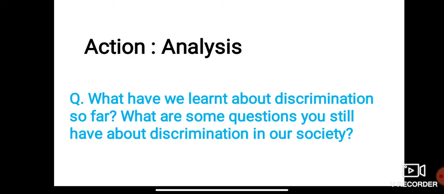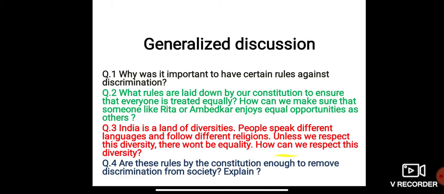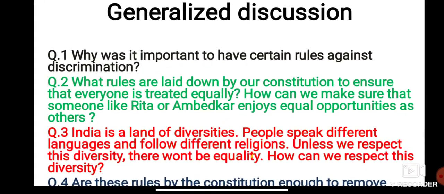Okay? So the constitution, in other words, is a document that lays down the rules according to which our government should function. Okay, so let's get into a general discussion. Question number one: why was it important to have certain rules against discrimination? All right, so why was it important to have certain rules against discrimination?